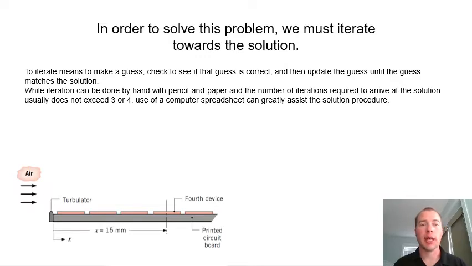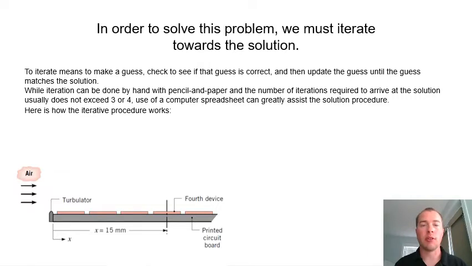While iteration can be done by hand with pencil and paper, and the number of iterations required to arrive at the solution usually does not exceed 3 or 4 for most external flow convection heat transfer problems, use of a computer spreadsheet can greatly assist the solution procedure. I will demonstrate a spreadsheet later in the video. Let's walk through the first iteration by hand together.